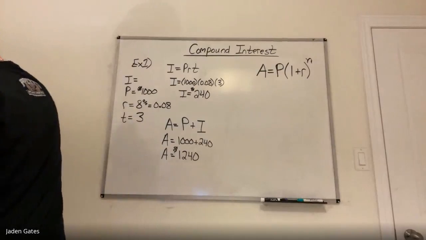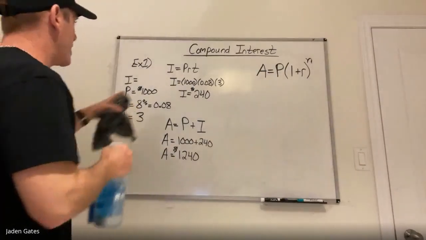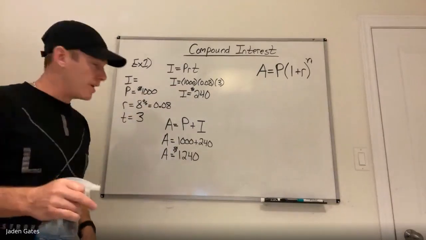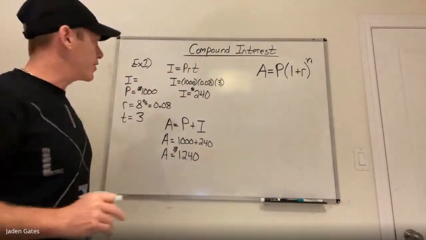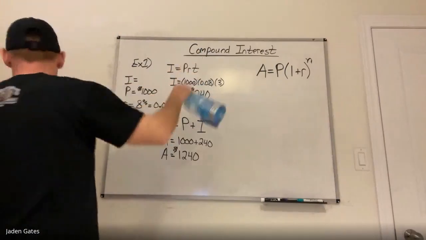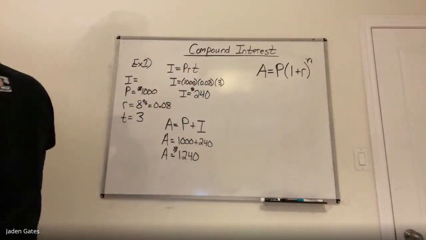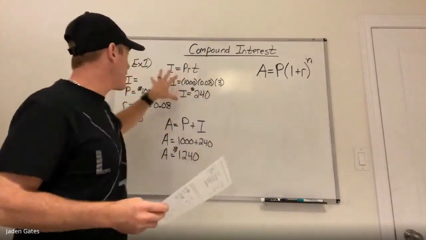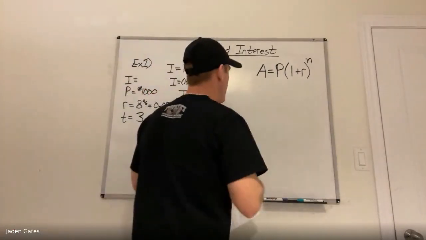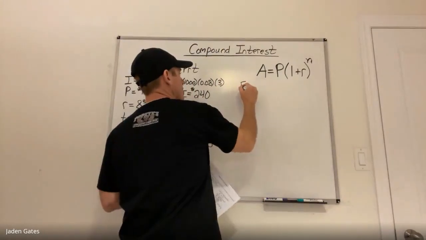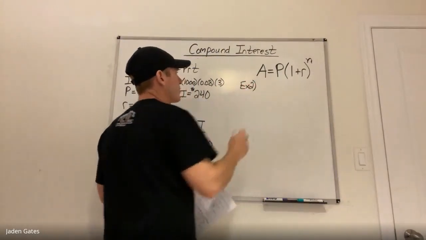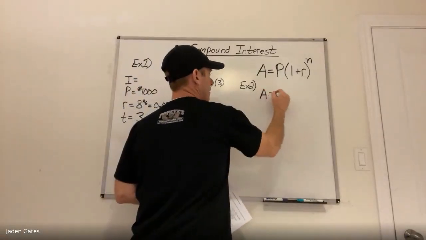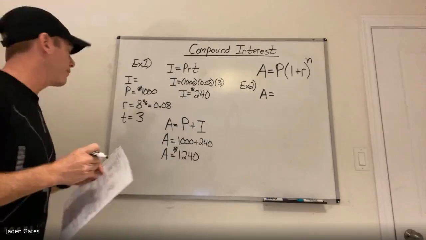Now what I'm going to do is look at the same situation of investing $1,000 at 8% over 3 years using compound interest. I'm going to leave that up there. So this is example 2, compound interest. Same problem, only I'm going to use compound interest. Again, we're finding the final amount. So this formula gives the final amount.